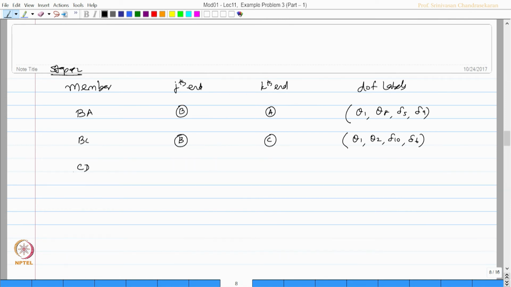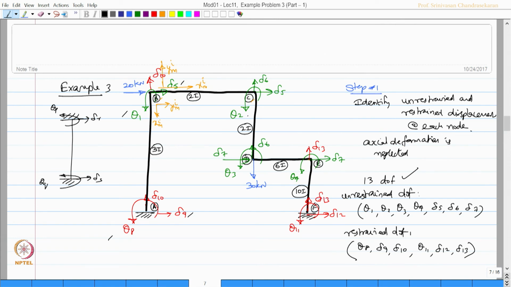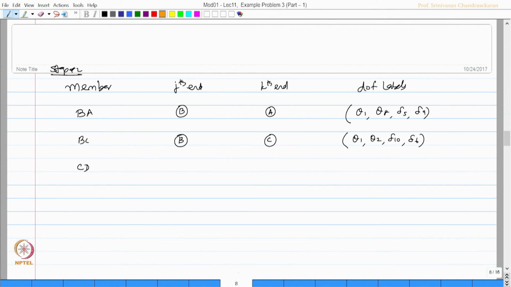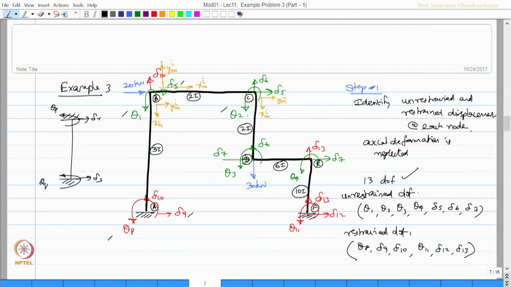Let us do it for CD. So, CD will be oriented in this fashion. So, this is going to be my xm, this is going to be my ym. So, the labels are going to be theta 2, theta 3, delta 5 and delta 7. So, for the member CD, C is the jth end and D is the kth end and the labels are theta 2, theta 3, delta 5 and delta 7, correct.